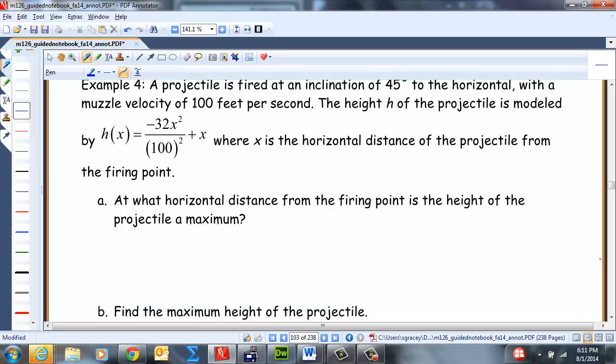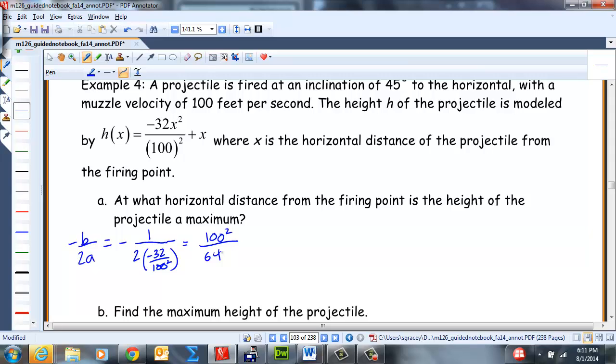So what are they asking us for? You got it. They are asking us for the input needed to yield the maximum height. This is a quadratic equation, so let's find the x-coordinate of the vertex. Negative b over 2a is negative 1 over 2 times negative 32 over 100 squared. The negatives go away, and we'll have 100 squared over 64.